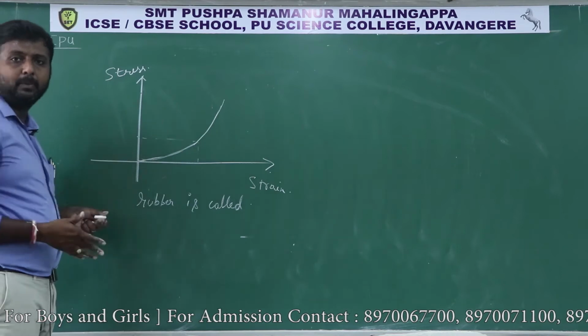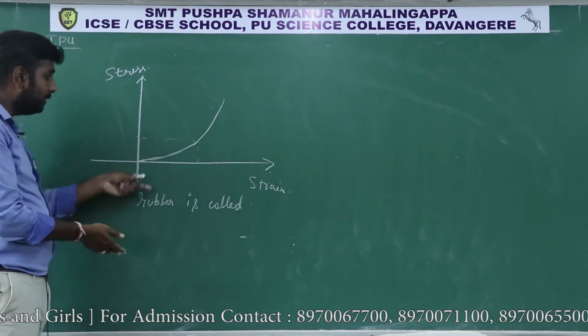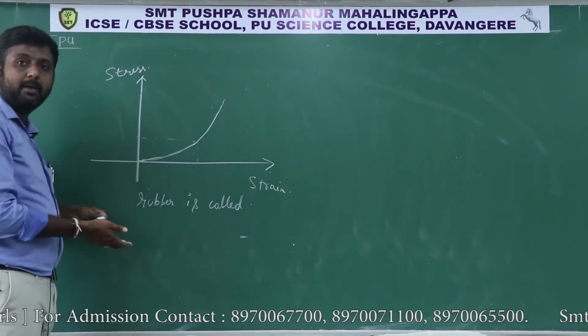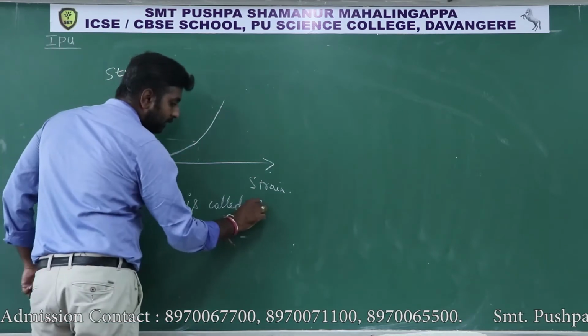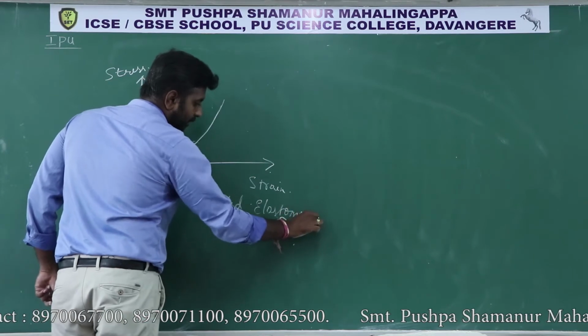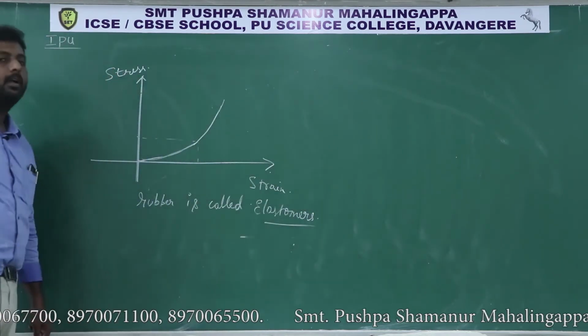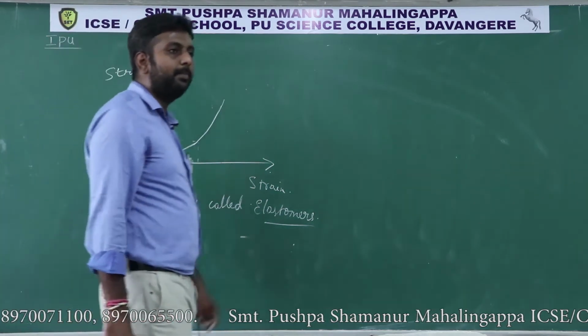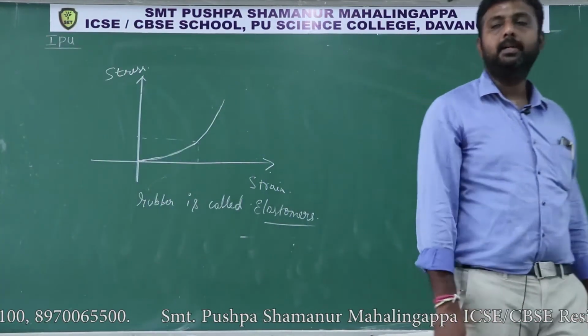It is not directly proportional, and substances that have this type of graph are called elastomers. So it exhibits the property called elastomers.